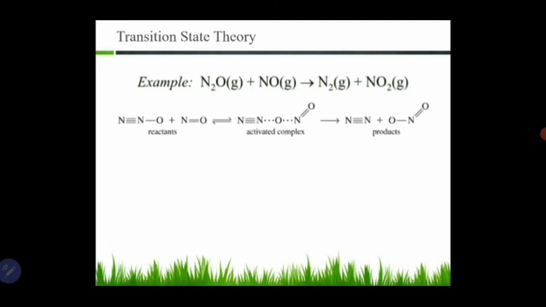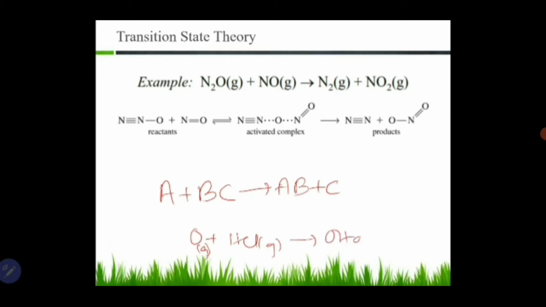Let us consider a simple reaction. For example, A plus BC gives AB plus C. The reaction of an atom A with a diatomic molecule BC to give a diatomic molecule AB and an atom C. This is the reaction. You can have an example from atmospheric chemistry, that is O plus HCl, both are gases, react to give OH and Cl, both are gases.